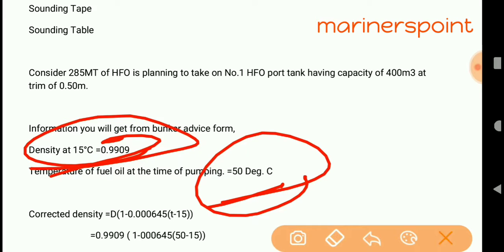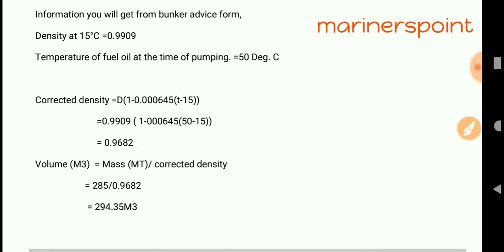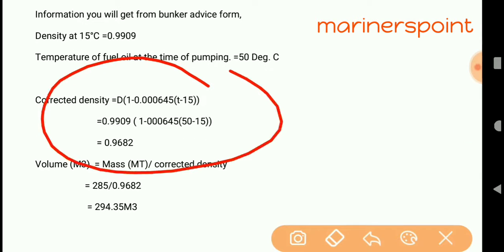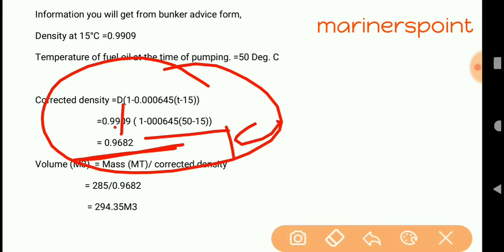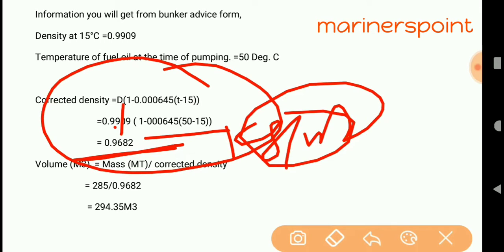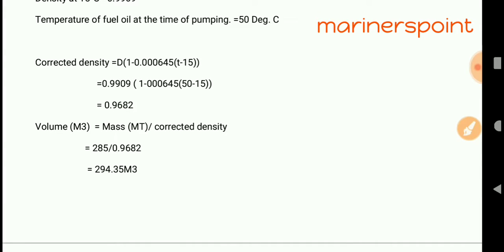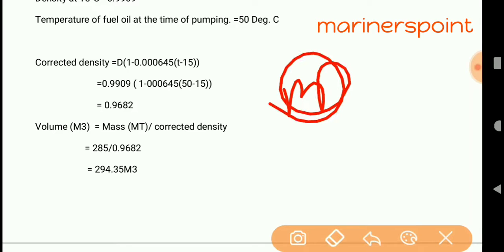Then how do you calculate density? This is the process of calculating density from the density at 15 degrees Celsius. Then you get the density at the particular temperature. Now in bunker calculation you have to know the volume of the tank, because if you don't know how much volume it will be, then it may overflow. So during bunkering you have to know the volume of your tank when you are taking bunker.